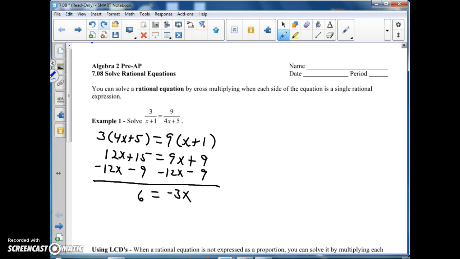Then what are you going to do at the end? Divide by negative 3, right? And so you're going to get what? X equals how much? Try it: negative 2, right? X equals negative 2. There you go, there's the answer, simple as can be.